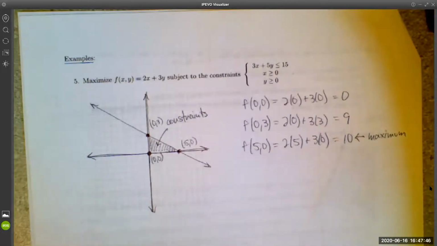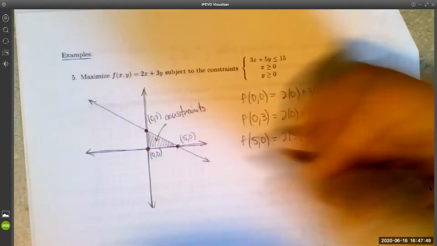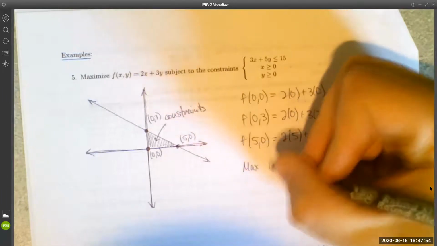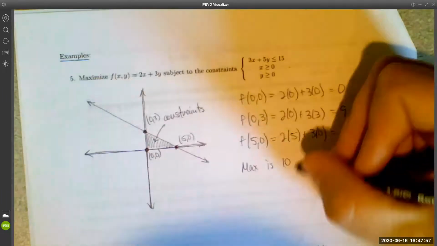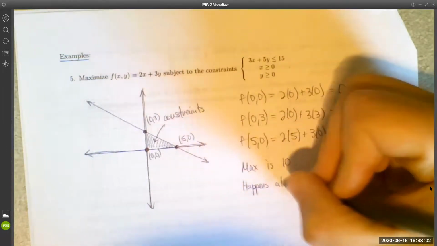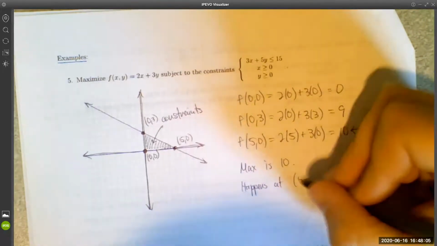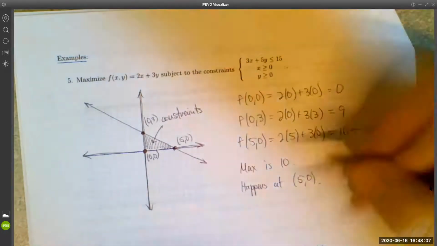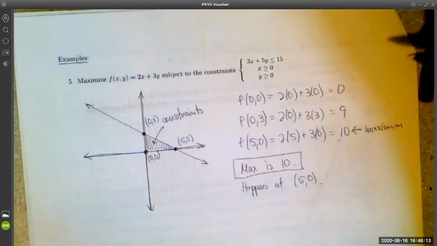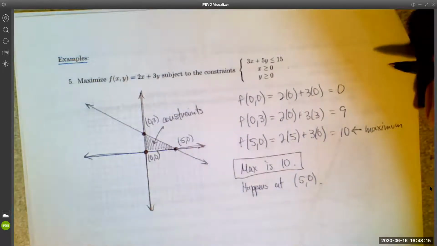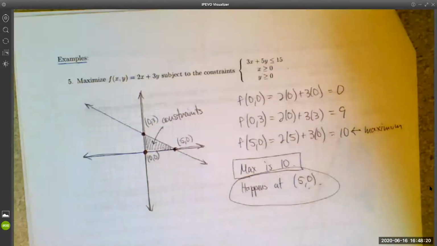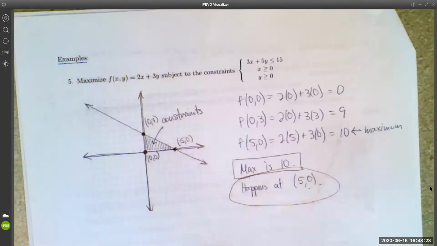Okay, so we would say something like this. So the maximum value is 10, right? And this happens at (5, 0). So the maximum itself is 10, right? That would be the answer to the question. But if you were asked, when does the function achieve its maximum? You would say, well, it achieves its maximum at the point (5, 0). Okay? So that's that.